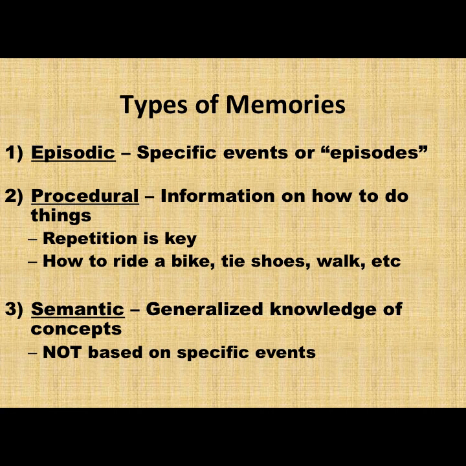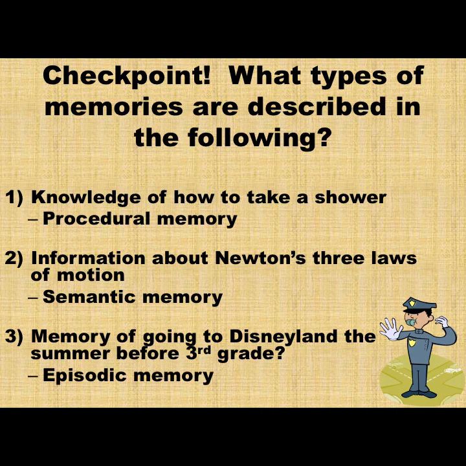Okay, finally, the last type of memory is semantic memory, and we know this well because it's basically the same as semantic encoding, except it's a type of memory. You're memorizing general knowledge and concepts now. It's not based on specific events like in episodic memory, and it's not based on step-by-step things like in procedural. And actually, if you think about it, semantic memory accounts for most of our memories because not everything is episodic or procedural. Okay, let's continue on.